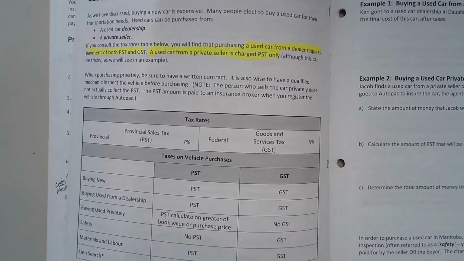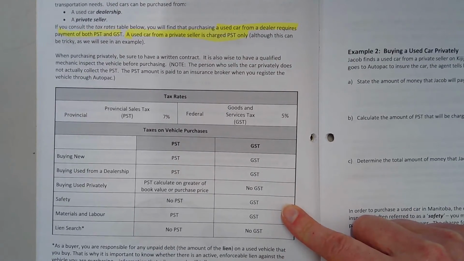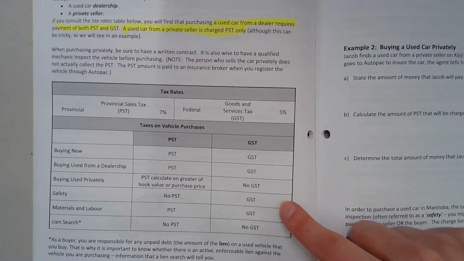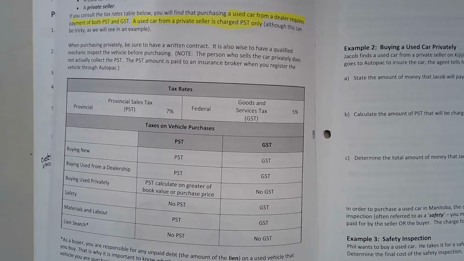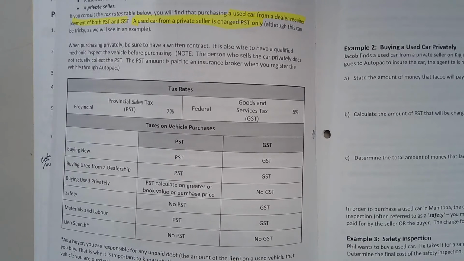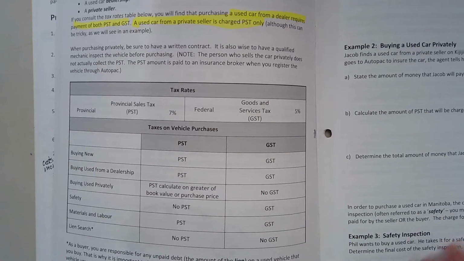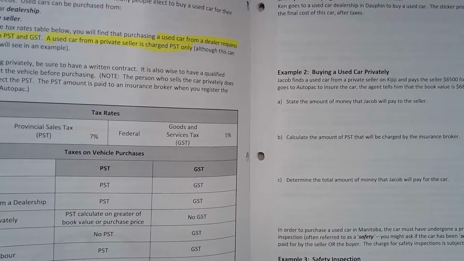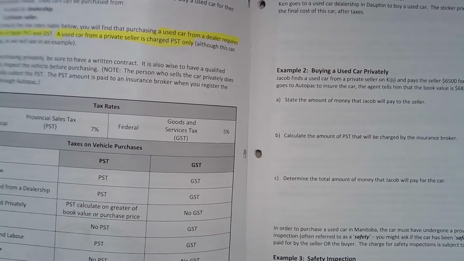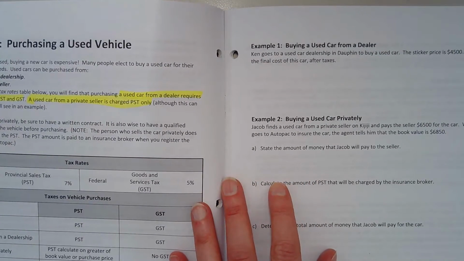Just remember that this is the same chart as before. They've just reprinted it. We've already looked at it and we've discussed this a moment ago. So let's take a look at the examples, okay? Example 1, purchasing a used vehicle from a dealer.